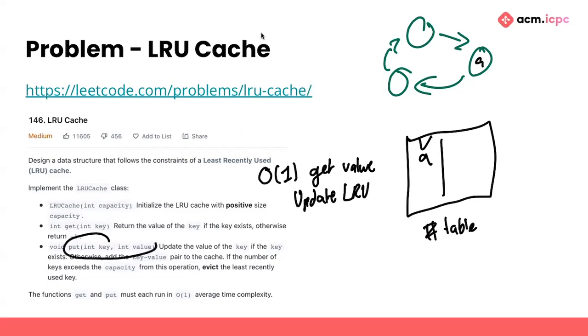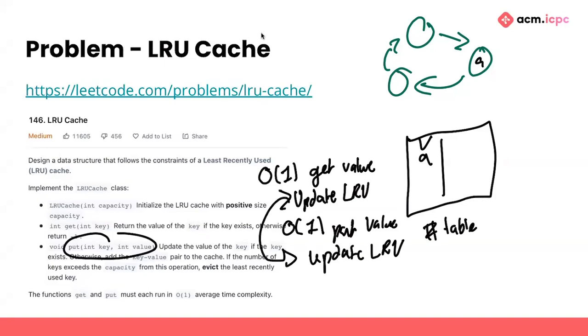Now, when we put something in, it's the same thing. We have to put the value in O of 1, but we also have this update of the LRU, right? And the reason we don't just use a hash map only is because these two updates can't be easily done in a hash map.